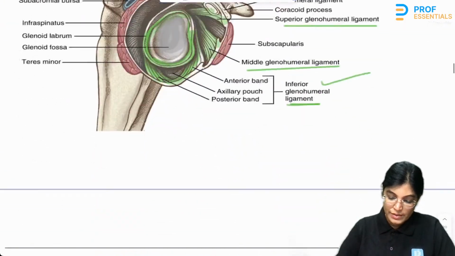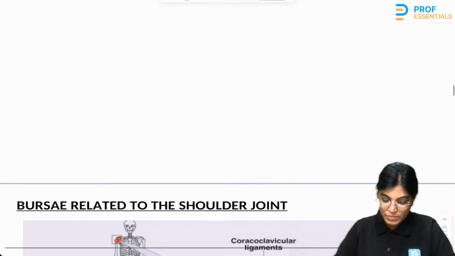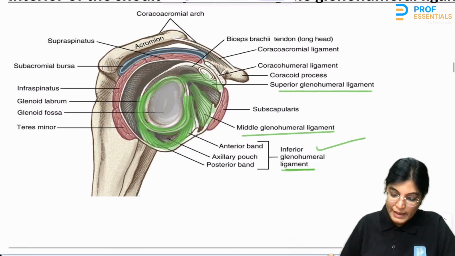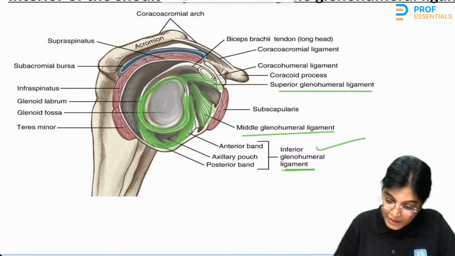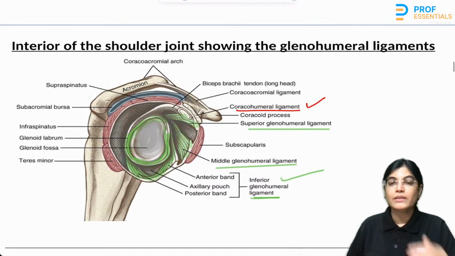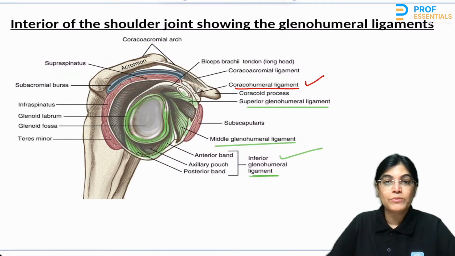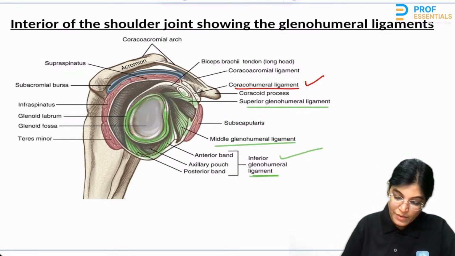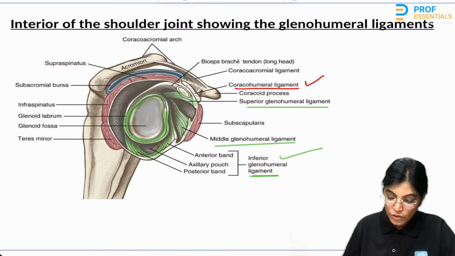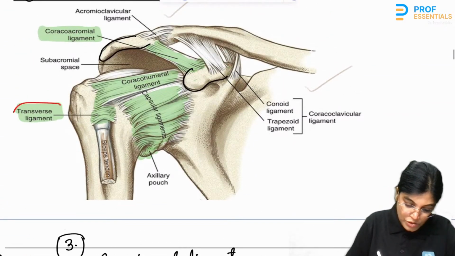Now, I will show you one more. We will talk about bursas before that. So we have seen the ligaments. We have seen the coracohumeral ligament here, and we know that the coracohumeral ligament is an important ligament which is supporting the joint. It is connecting the coracoid process and the greater tubercle. We have also seen the glenohumeral ligament, and the transverse humeral ligament.